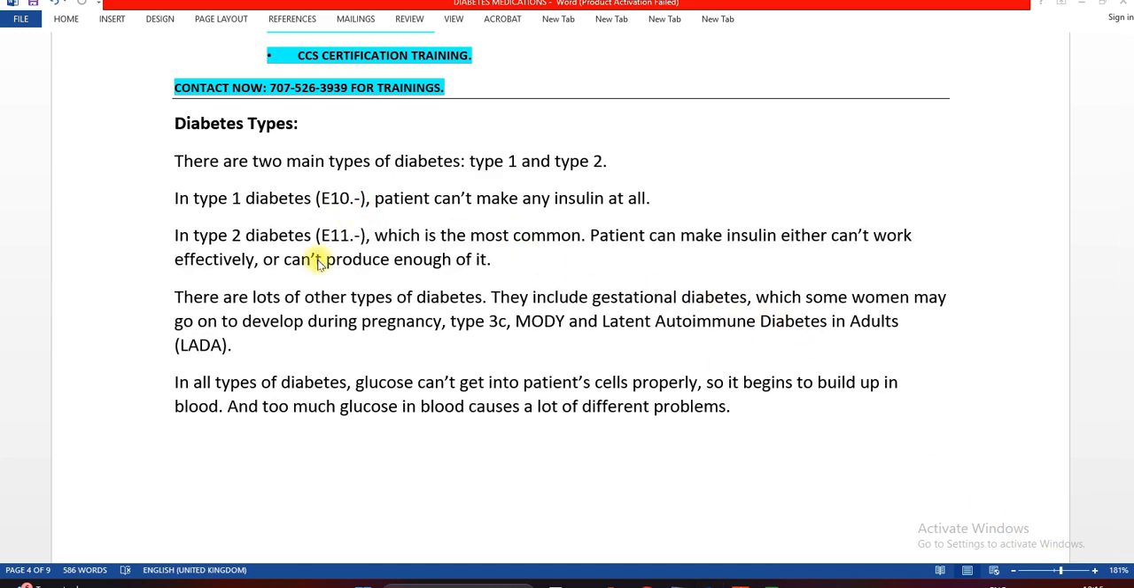Along with type 1 and type 2 diabetes, we also have gestational diabetes, meaning during pregnancy the patient gets gestational diabetes. And also we have latent autoimmune diabetes in adults, which in documentation we usually see as LADA. In all types of diabetes, the patient can't utilize the produced insulin. Glucose can't enter into muscle tissues, whereas it builds up in the bloodstream of the patient. Because of that, the patient gets diabetes mellitus.